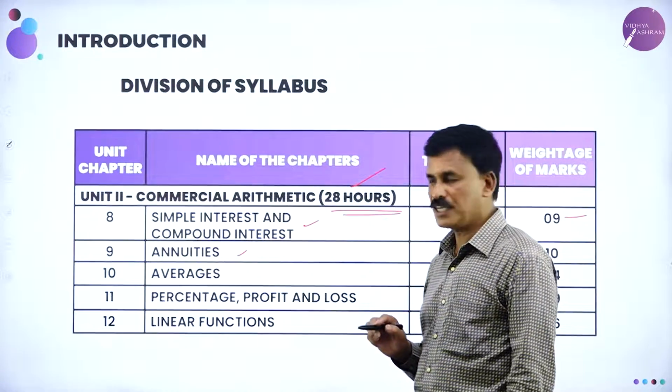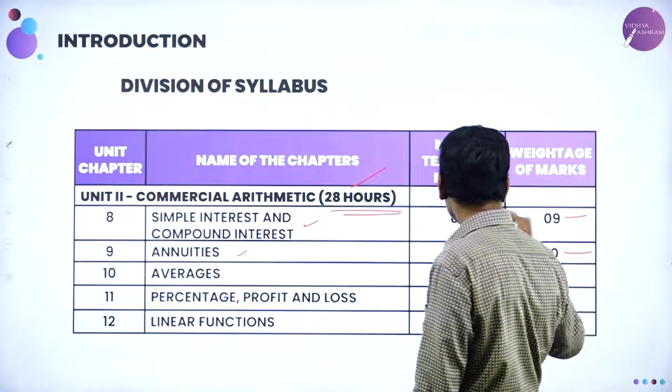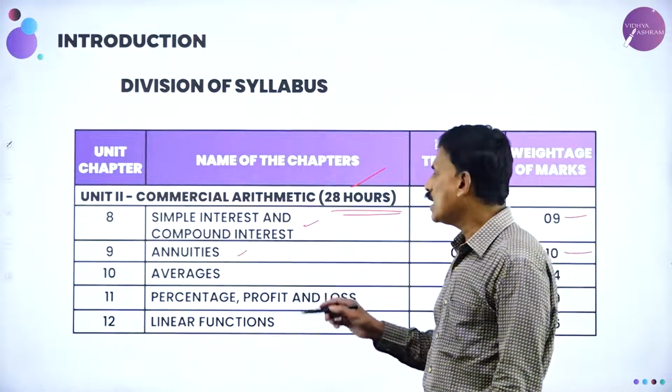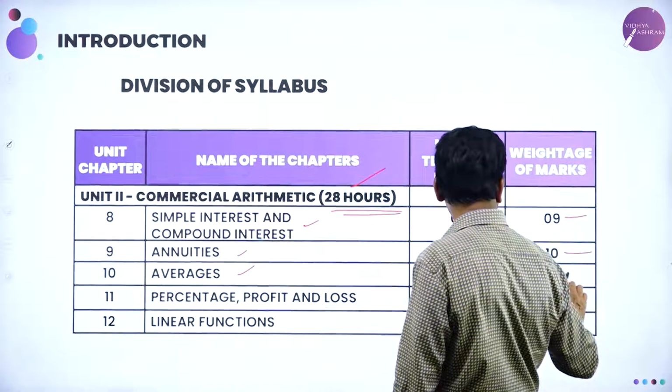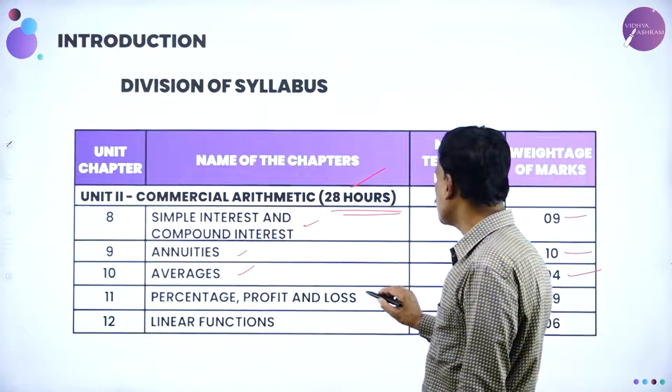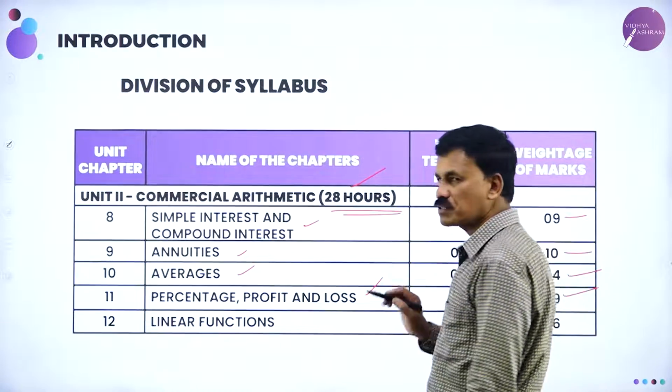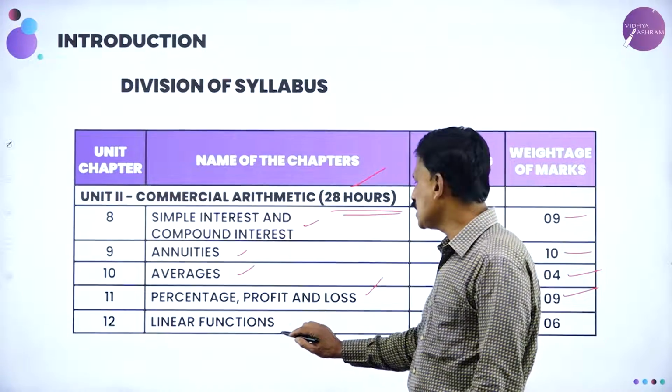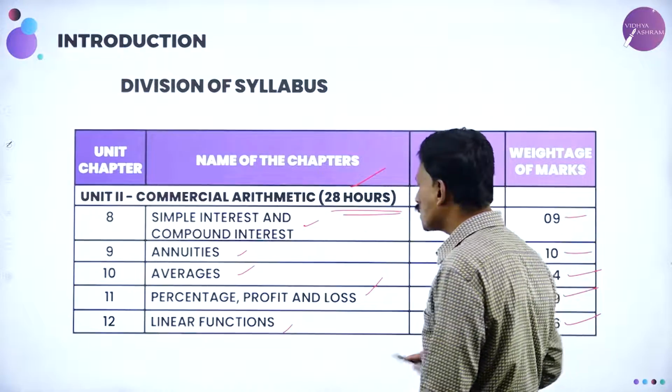Next chapter is the annuities. For this it is also an important chapter, that is 10 marks, and the averages, for this it is 4 marks. You will get 1 question from this averages, and percentage profit and loss, for this also the marks will be 9, and the last one is linear functions. For this the marks will be 6.